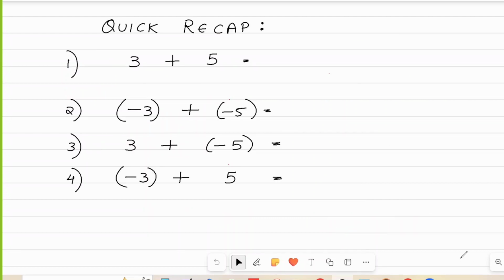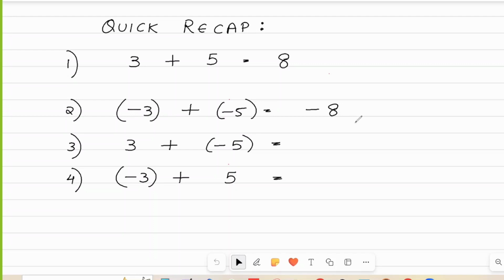Now let us go through the examples again and do a quick recap. So this is a question where we have to add 3 and 5. We know 3 and 5 are positive integers, so we will apply rule number 1, which is normal addition. So the answer will be 8. In the second case, we have to add minus 3 and minus 5. Both minus 3 and minus 5 are negative integers. So according to rule number 2, we will add 3 and 5, that is addition, but negative sign as both the numbers are negative.